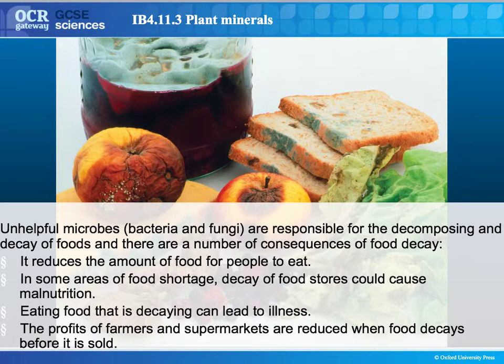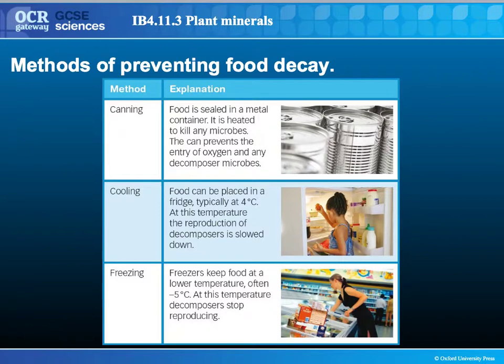And as an indirect consequence, if the food goes off and you're a farmer or you're selling it in a supermarket, then you are going to lose profit from food decaying. So over time, humans have come up with ways of preventing microbes from spoiling food. That's what we're going to go through now, some of the different methods.